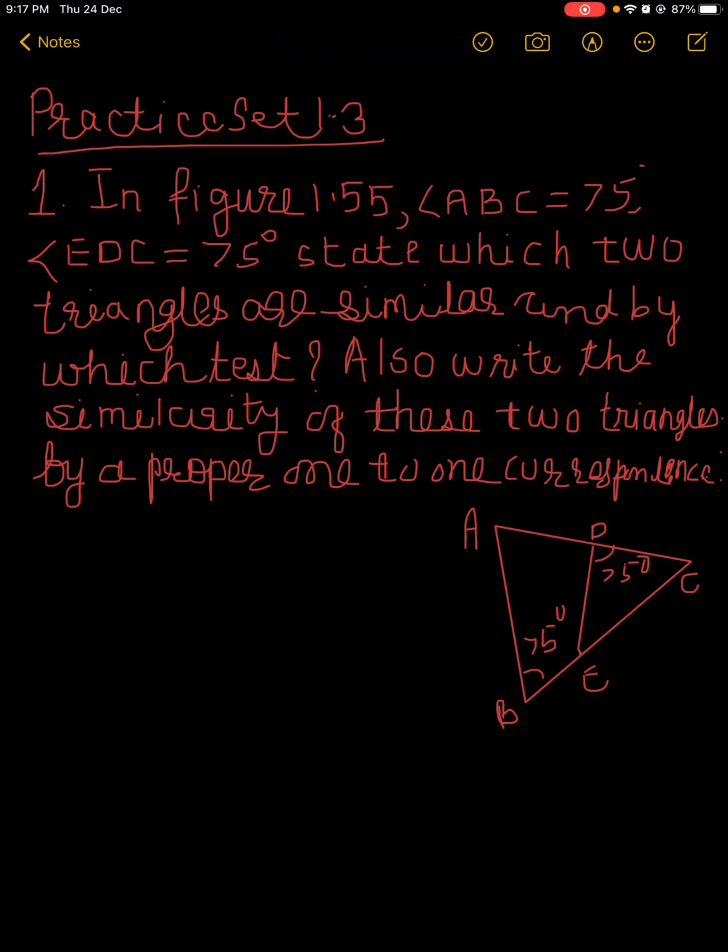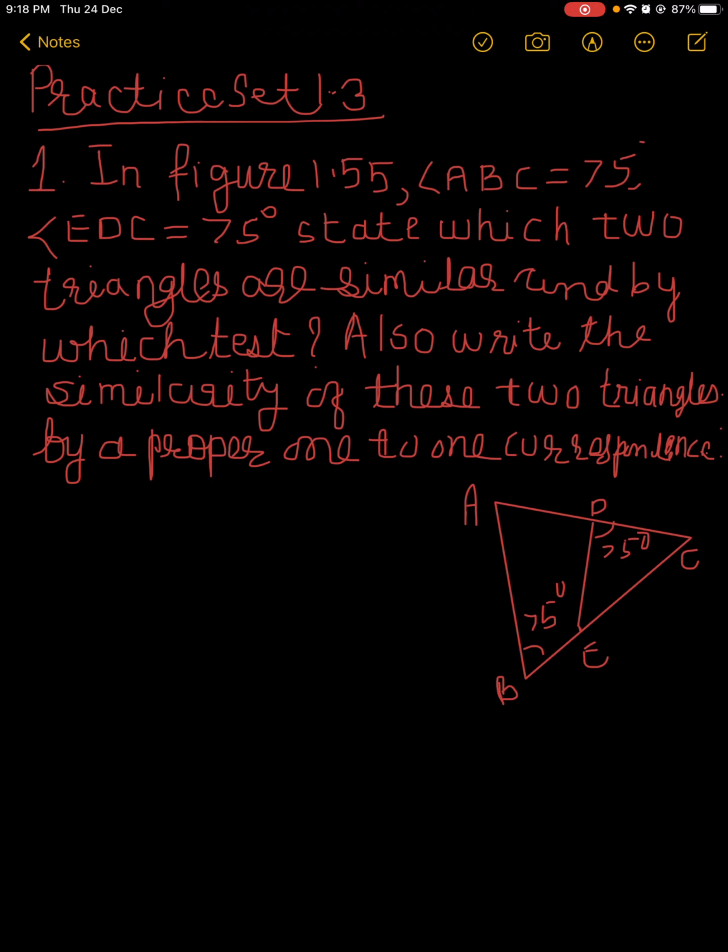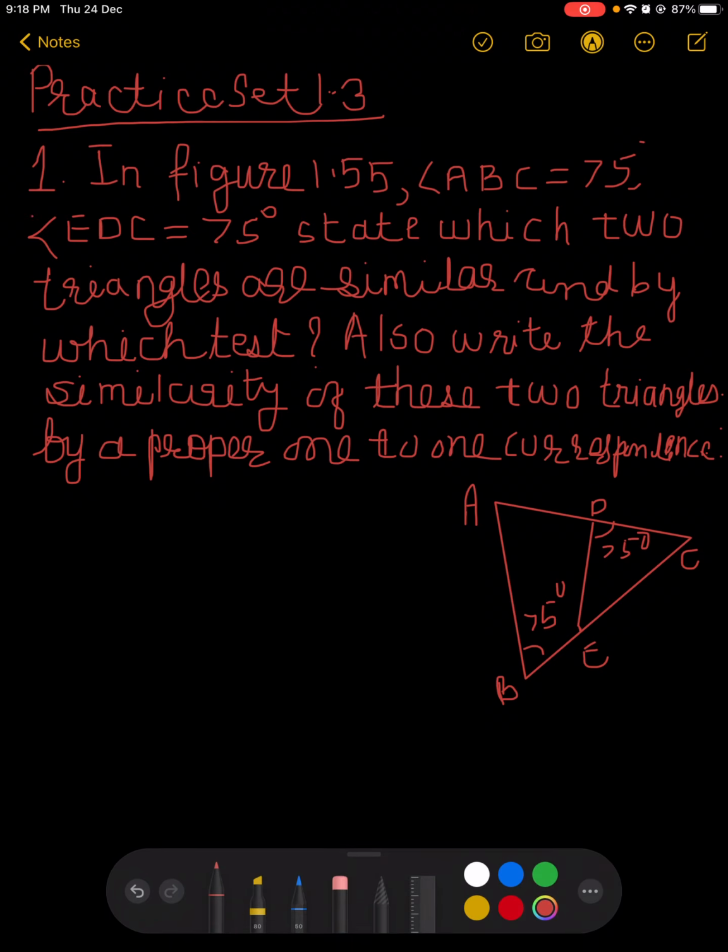Hello everyone. Today for practice set 1.3 under the chapter Similarity, I am going to take example number 1 and 2. In the first example, in figure 1.55, angle ABC has measure 75 degrees, angle EDC has measure 75 degrees. State which two triangles are similar by which test. Also write the similarity of these two triangles by proper one-to-one correspondence.